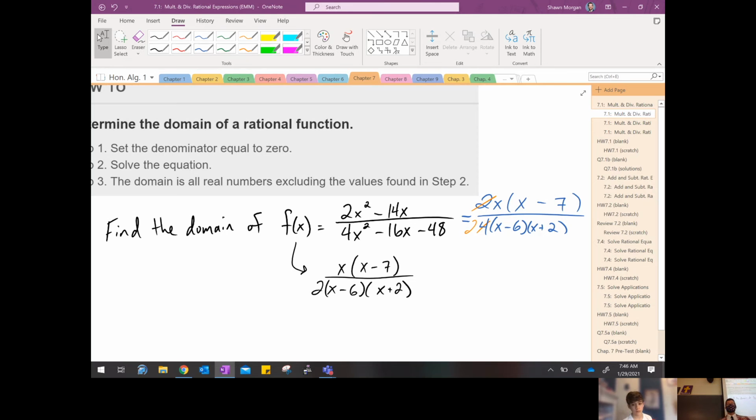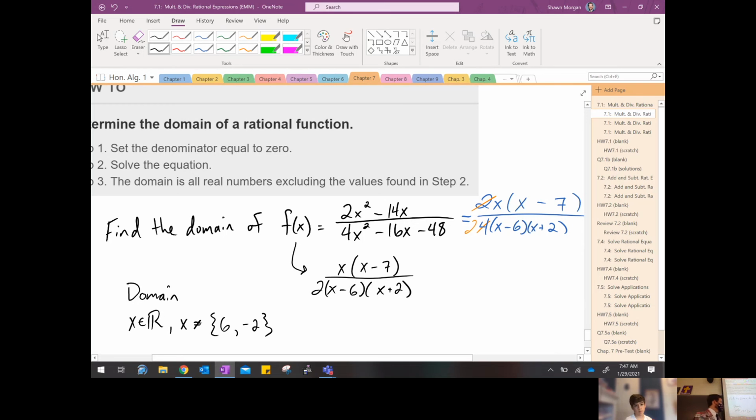In other words, I cannot have x equal 6 because f of 6 would be undefined because the denominator would be 0. I cannot have x equal negative 2 for the same reason. All right, so we would say the domain is all real numbers. Let's write this up. Domain: x is a member of the set of real numbers. X could be anything we want it to be, except, so we would say x cannot equal 6 or negative 2.